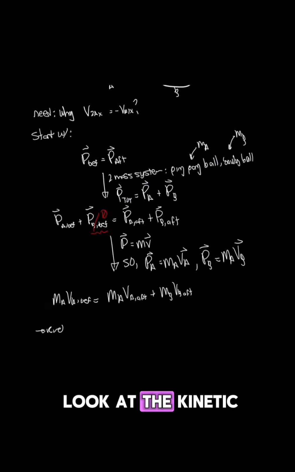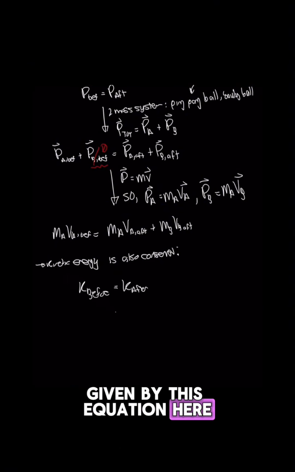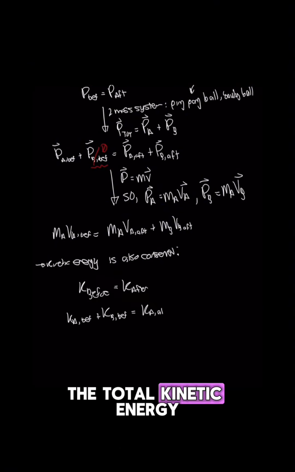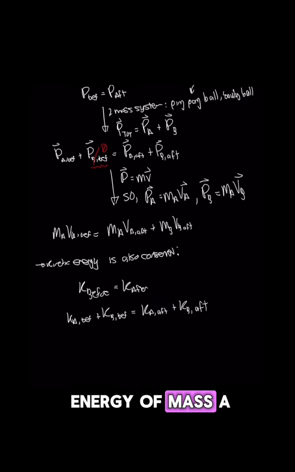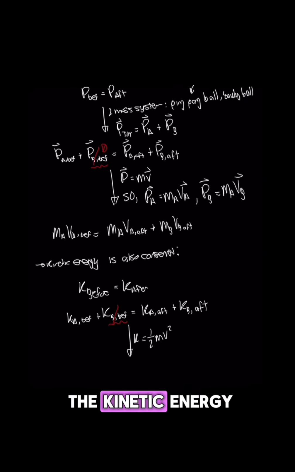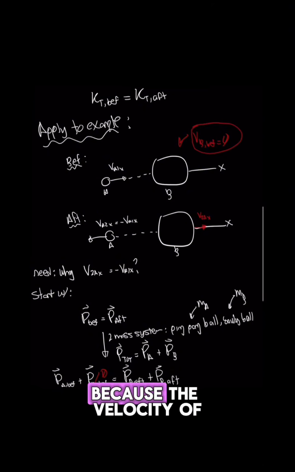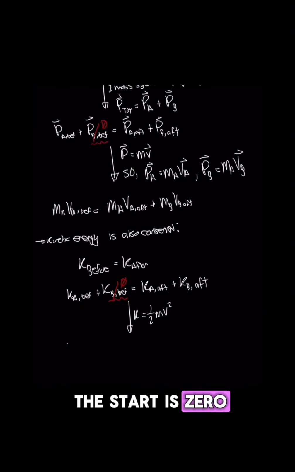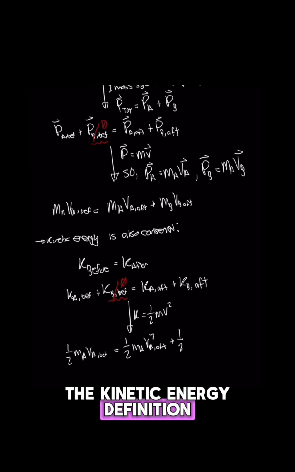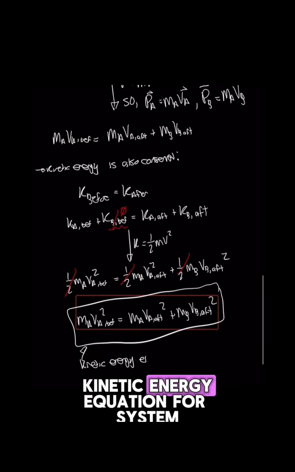And then we can look at the kinetic energy equation because the kinetic energy is also conserved given by this equation here. That's a two mass system, so the total kinetic energy before is going to be equal to the kinetic energy of mass A plus kinetic energy of mass B, and the same for after. And then we can apply the definition of the kinetic energy, noting that the kinetic energy before for the mass B is going to be equal to 0 because the velocity of the bowling ball at the start is 0. And if we apply the kinetic energy definition, we get this, and then we can cancel out the 1/2, arriving at this equation here. So this is the kinetic energy equation for the system.